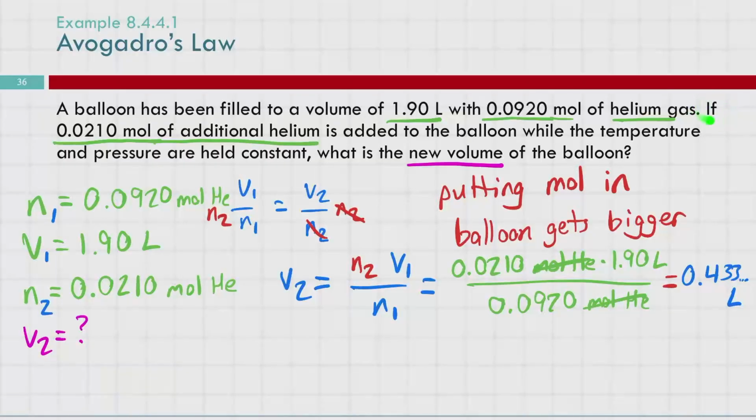In the problem, it says if this many moles of additional helium is added. So we're adding this helium on top of what we already had in there. And so we need to add our N2, what we've got here written for our N2, this 0.021 moles. We have to add that to our initial moles. So that's the trick that we were missing.